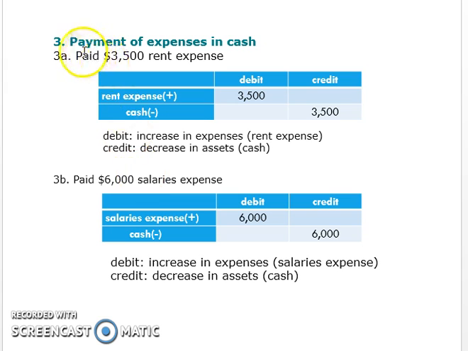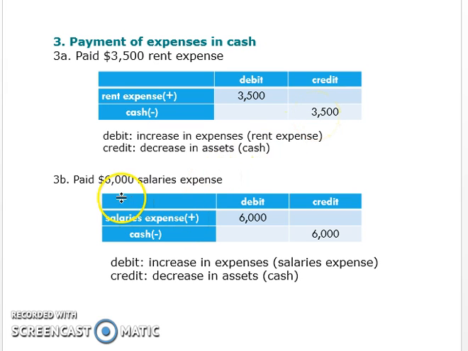In this transaction, payment of expense in cash, we paid the rent expense, so as per the rule our expense increases, so we need to write on the debit side, and we paid this expense in cash, so our cash balance decreases, and our asset also decreases, so we need to write on the credit side.